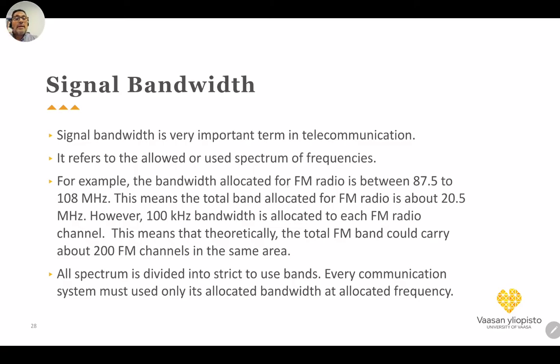Now, for the FM radio, they decided in international standard that they will allocate the frequency spectrum from 87.5 megahertz to 108 megahertz. So this band in the spectrum was allocated for the usage of analog FM radio, which means that the total is 20.5 megahertz.